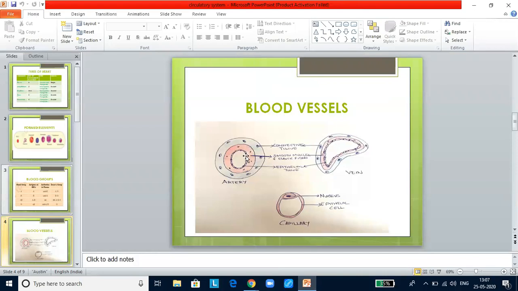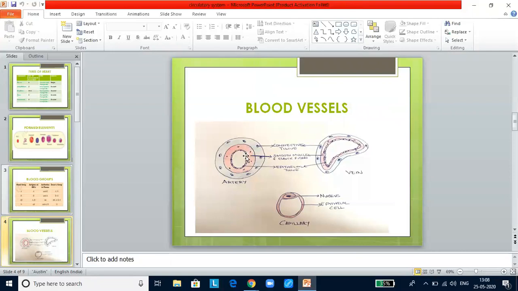So these are the blood vessels: artery, vein and capillaries. Arteries are thick walled blood vessels. They carry blood away from the heart to various parts, are deeply seated in the body, and have no valves in them. They carry oxygenated blood except the pulmonary artery, which carries deoxygenated blood to the lungs. Blood flows at high pressure with high speed.